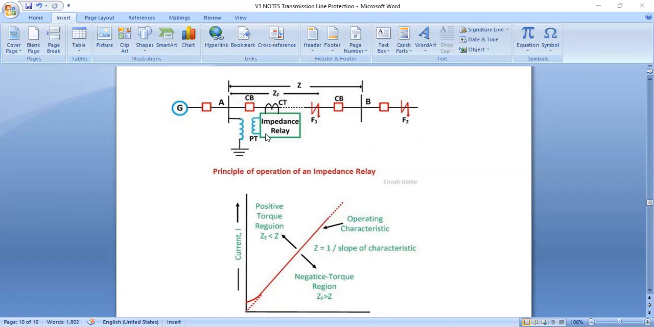If the fault is beyond the protective zone, the contacts of the relay remain unclosed.